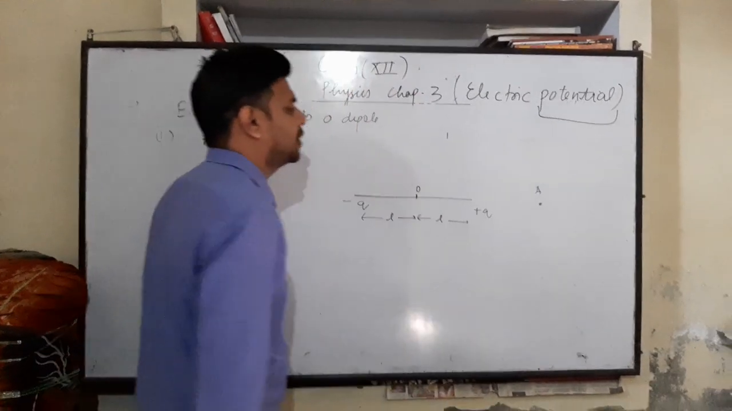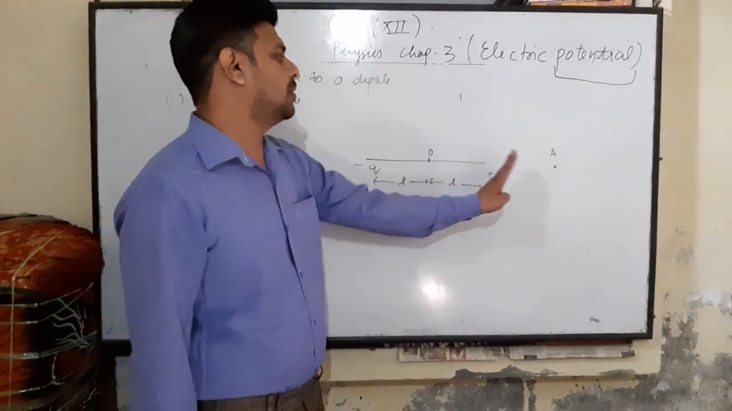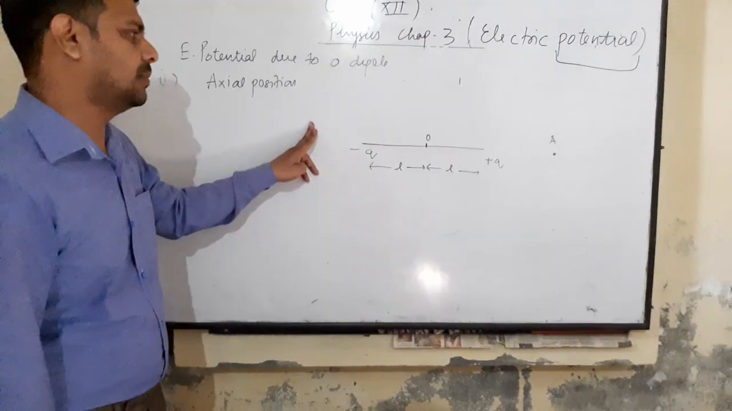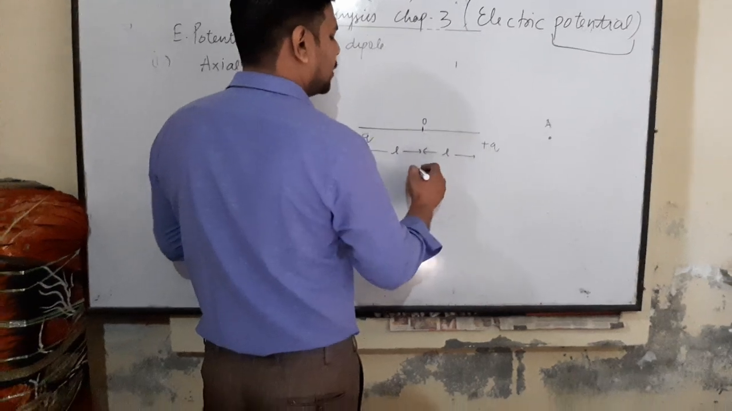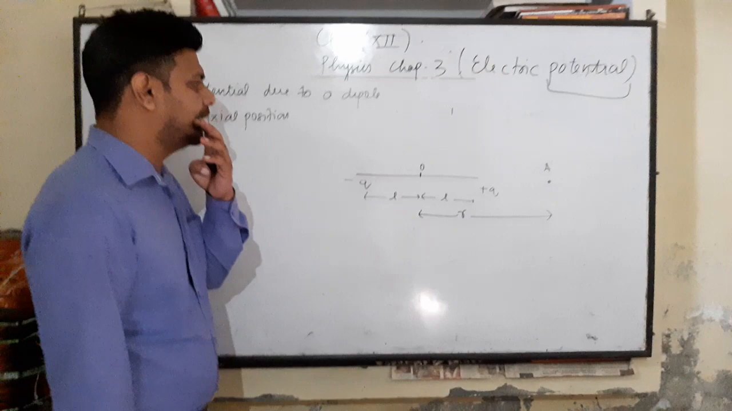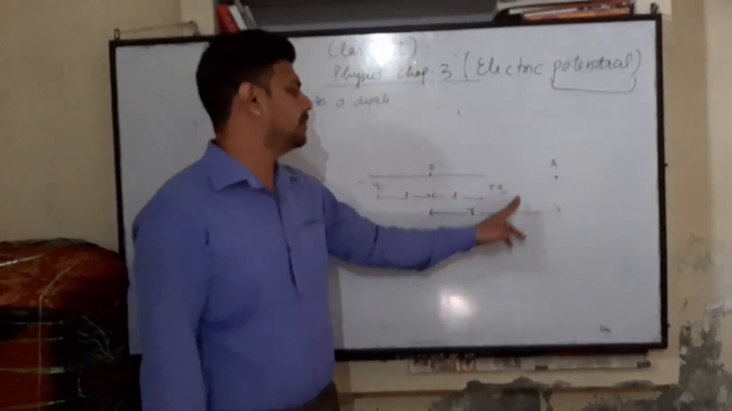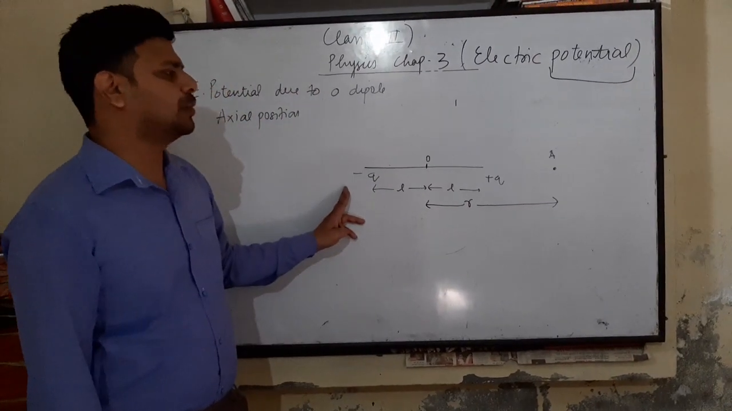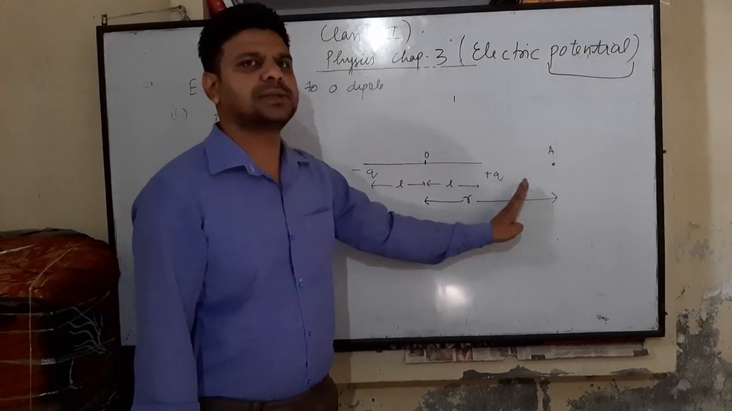electric potential at this point, which is on the axial line of the dipole. This is the axial position of the dipole. Let's consider the distance of the observation point from the midpoint of the dipole is r. So, if we want to calculate electric potential due to this dipole at this point, we have to find electric potential at this point due to both the charges separately.